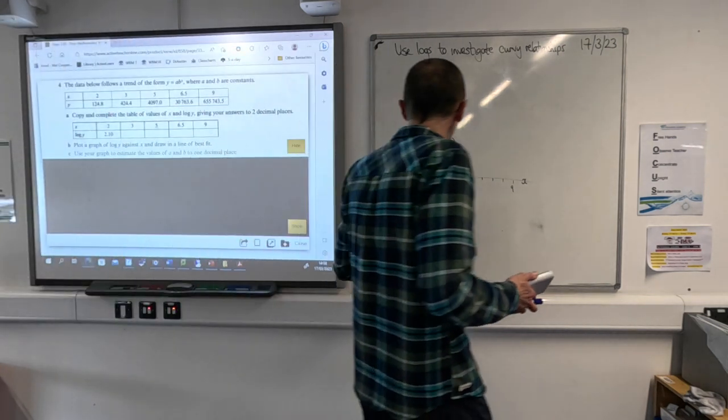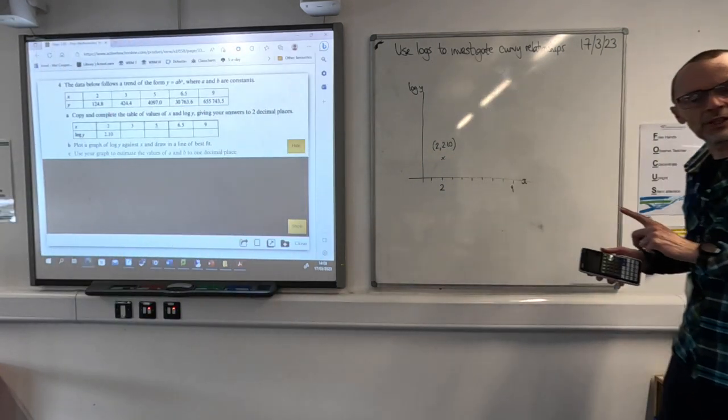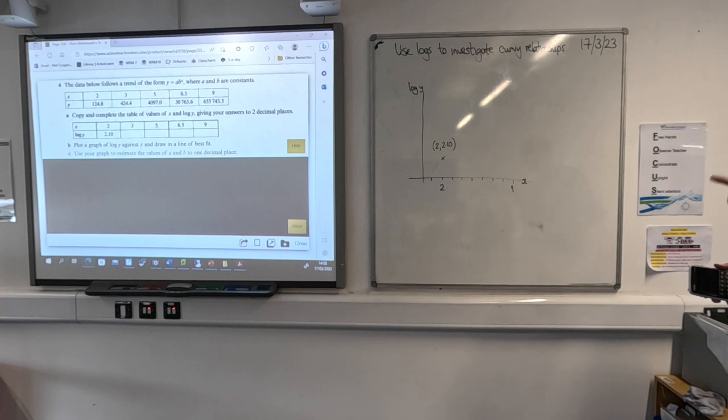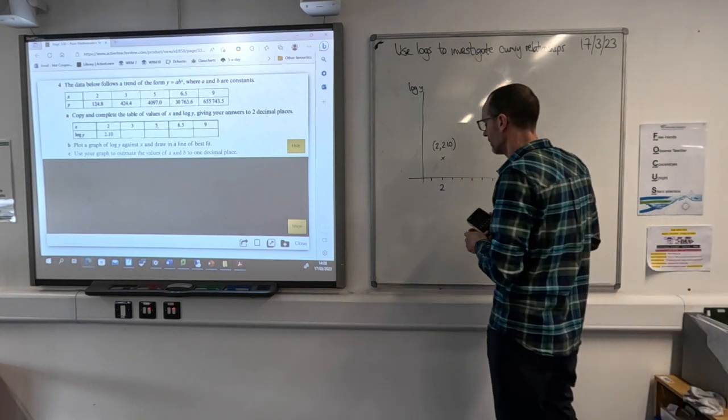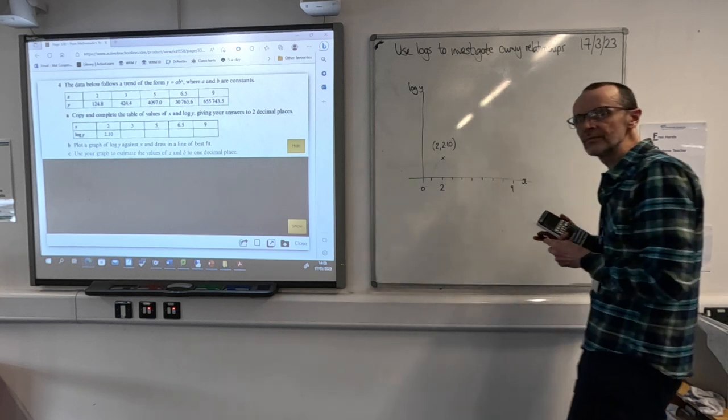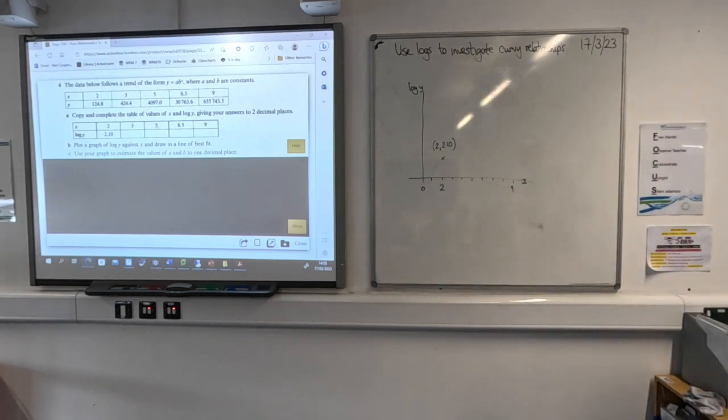And can I get you, when you've done that, to work out the gradient of the line joining those 2 points? And then can you also work out where it would cross the y-axis? So what you get here. So once you've logged your 9 value and got that, can you work out the gradient?